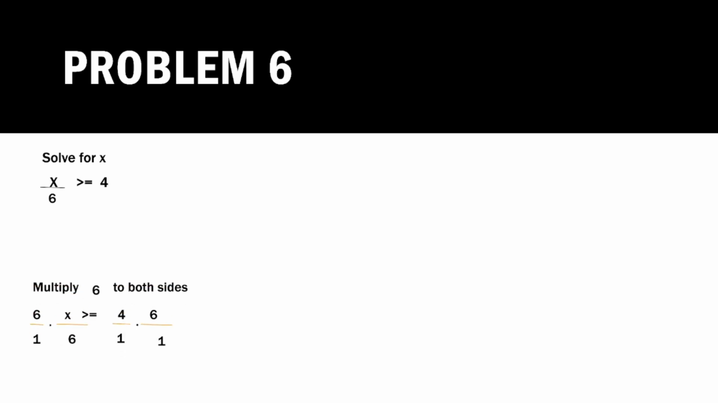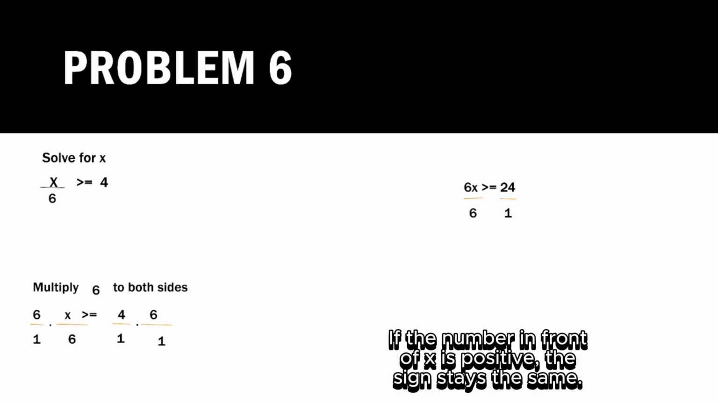So we have 6 over 1. That's the reciprocal of 1 over 6. So the reason why I'm showing this is just for those who are having trouble with understanding how the reciprocal works and how to multiply across, pretty much. So when you do that, you're going to get 6x over x is greater than or equal to 24 over 1. Notice that I did not change the sign because there's no negative in front of x. So keep that in mind.